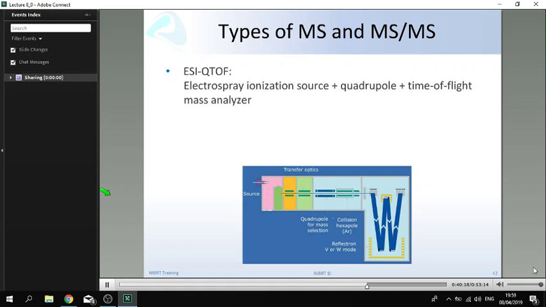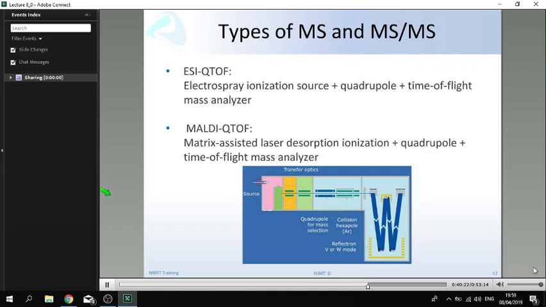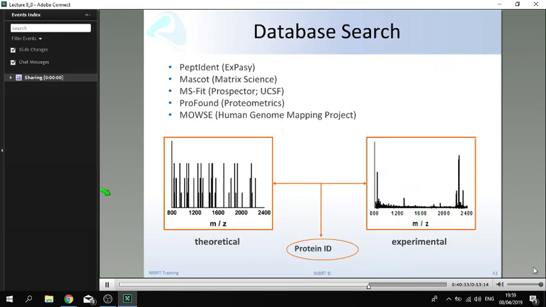So types of MS that are used in biopharma would be ESI-QTOF, so electrospray ionization coupled with a quadrupole and then a time of flight mass analyzer, and MALDI-QTOF, so matrix-assisted laser desorption ionization that is then coupled with a quadrupole and then a time of flight mass analyzer.